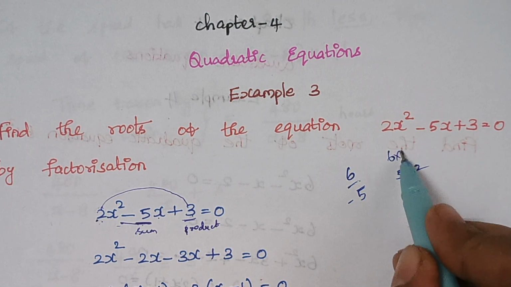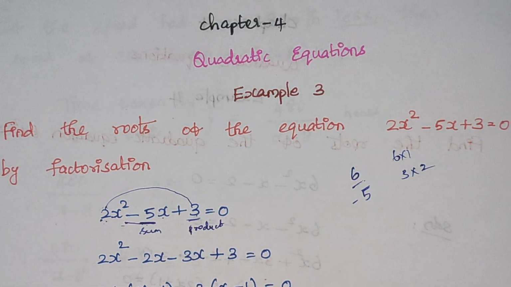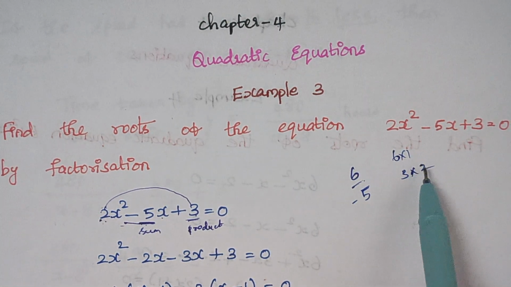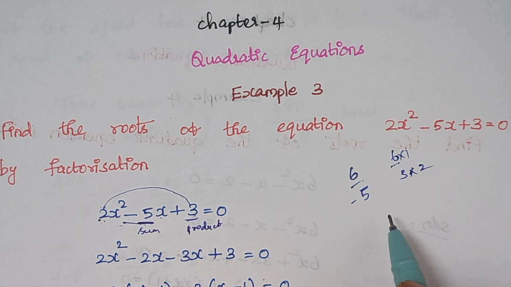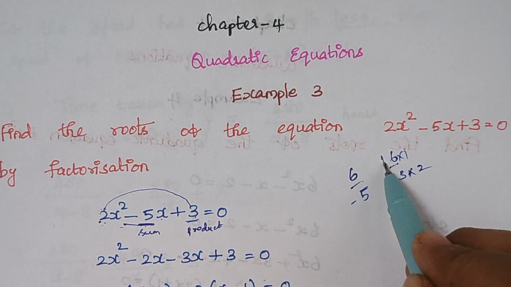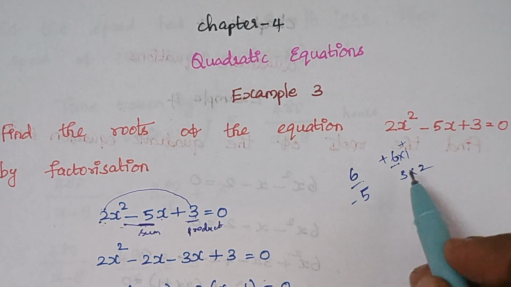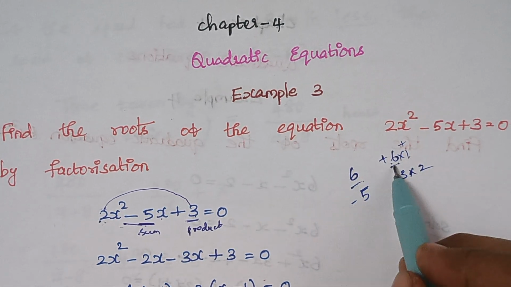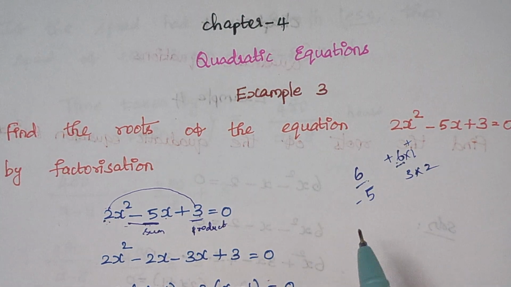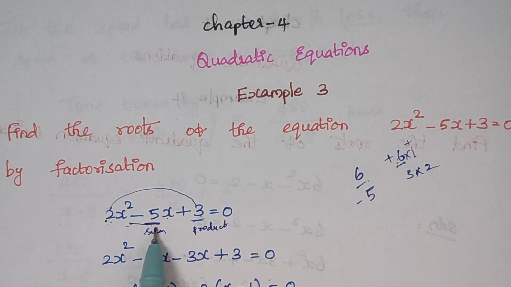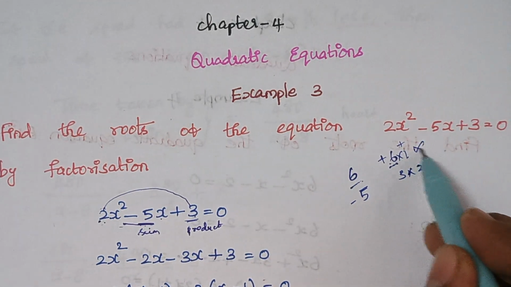the first thing: 6 into 1 is 6, right? But here you should get a positive 6, so you should multiply only +6 with +1. 6 into 1 is 6, but when you add, what happens? 6 plus 1 makes 7. But what do we actually need? We need −5. Therefore, we are omitting this.